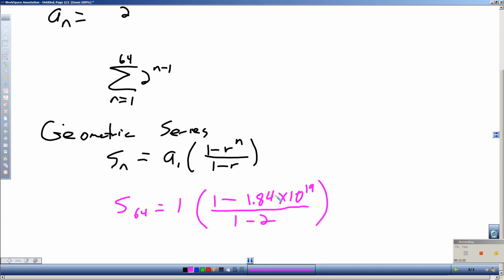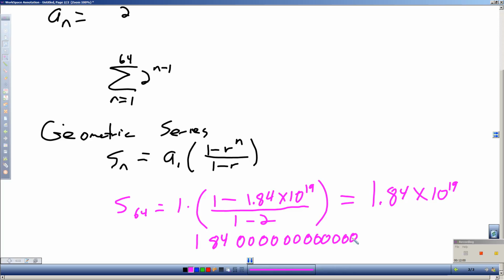It is a bit more than this, so somebody do that on your calculator. 1 minus this, divided by negative 1, times 1. It's going to be negative what? 1.84 times 10 to the 19. So let's see, 184, 1, 2, 3, 4, 5, 6, 7, 8, 9, 10, 11, 12, 13, 14, 16, 17.